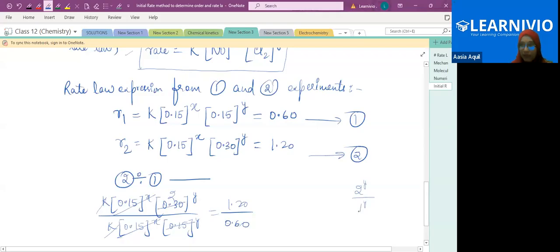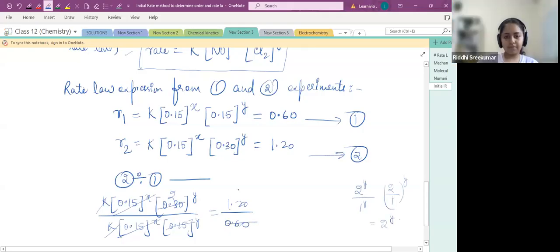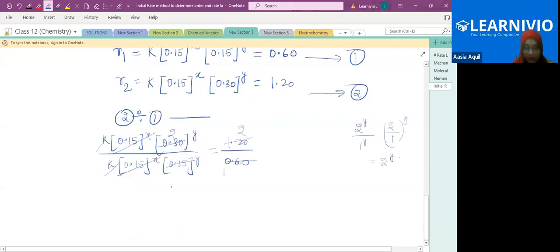So we know that in these two conditions, we can write 2 upon 1 raised to the power y, right? So you will get 2 raised to the power y here, 2 raised to the power y, and this will be 2. Now see, here 2 raised to the power y is equal to 2 raised to the power 1. So from here, y is equal to 1. It's very simple.